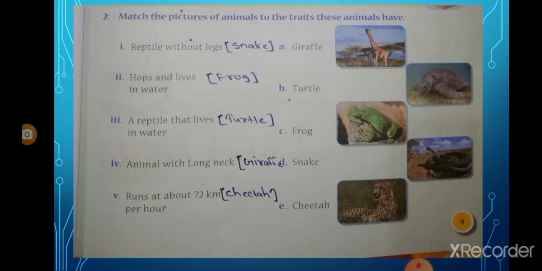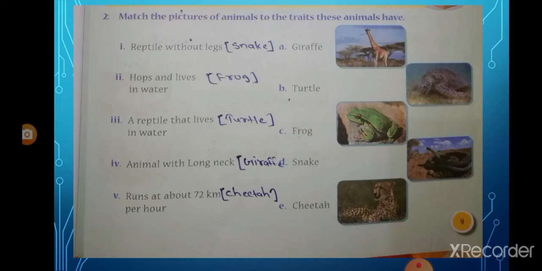Now the first one is the reptile without legs. That animal is snake. So the correct answer is option D, snake. Now the second, the animal who hops and lives in water. It is frog. So the correct answer is C, frog.